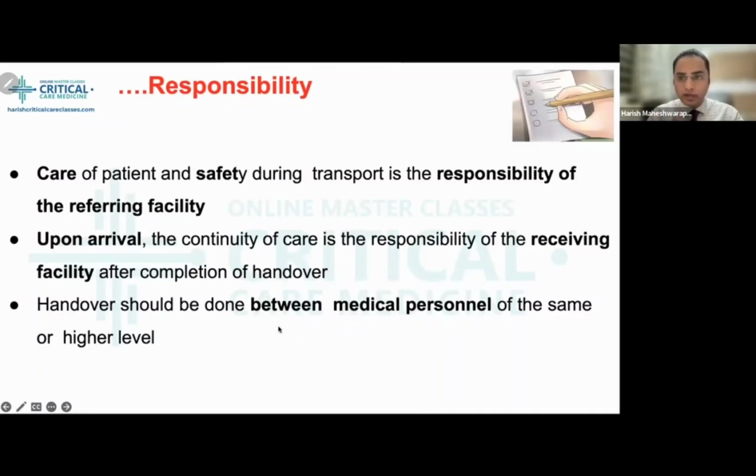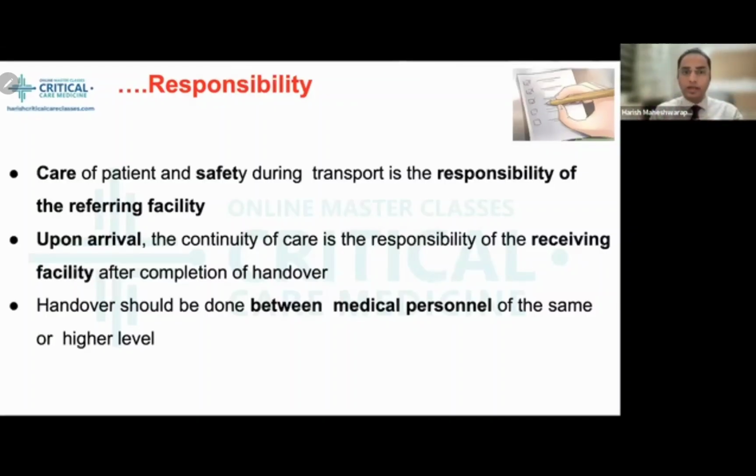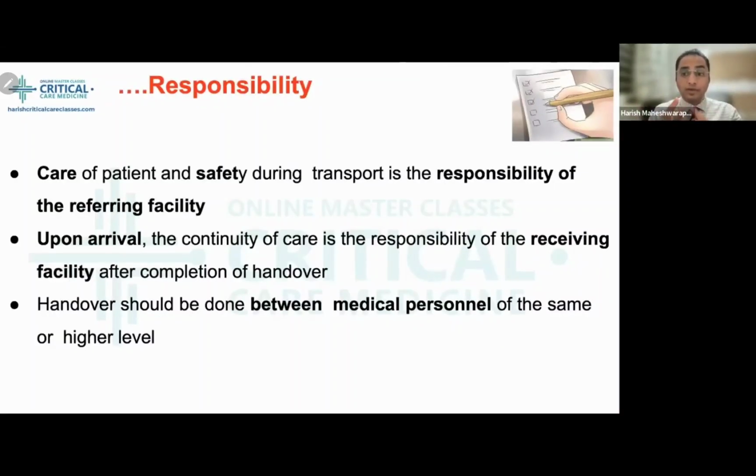Handover should be done between medical personnel of the same or higher level. So it's not like an intensivist accompanied the patient and you are giving some sort of handover to nursing staff. That should not happen. It should be either to an intensivist, or from an intensivist to maybe the head of the department, or whoever is in the higher hierarchy. We should consider giving appropriate handover. That is very, very important.